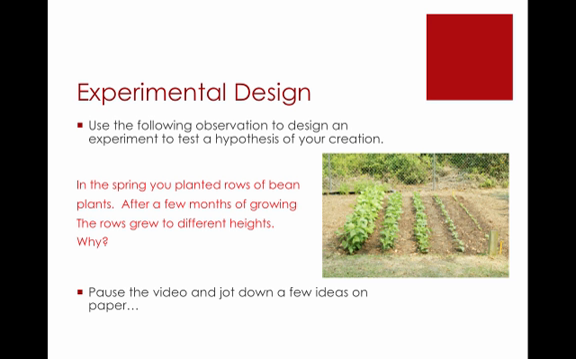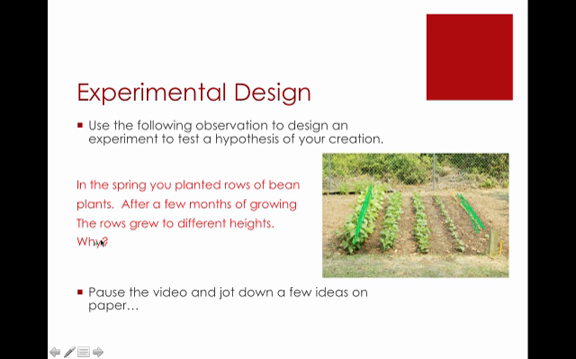So in red, in the spring, we planted rows of bean plants. You can see over here in the picture, we've got our rows of bean plants. After a few months of growing, the rows grew to different heights. We got tall bean plants here on the left, and we got itty bitty short little bean plants here on the right, and they seem to go in a pretty smooth pattern from tallest to shortest.